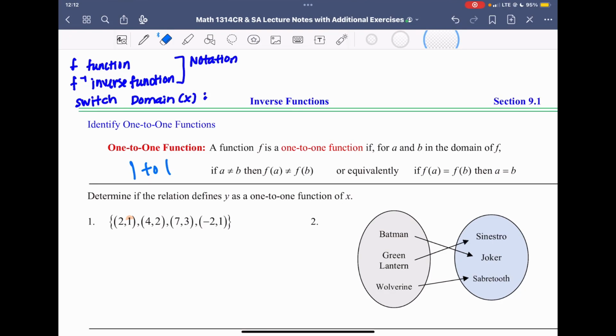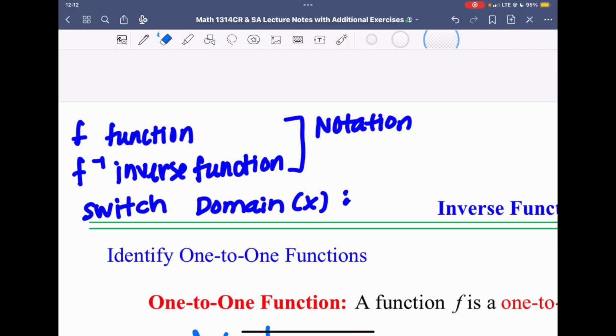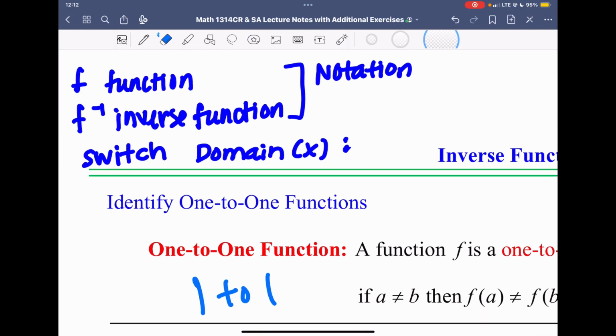It says f is a function. These are the notations you need to know. So this is just a regular function right here. This is just a regular function, right? And then this one right here is an inverse function. They're not always going to be functions. Sometimes we can just call them relations. So this is the first relation. This is the inverse of the relation.